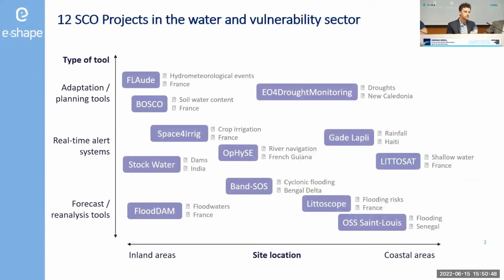To give you a brief idea of how the water sector is represented within SCO, there are currently around 60 projects supported by the Space for Climate Observatory. And among the 60 projects, 12 of them are related to the water sector.